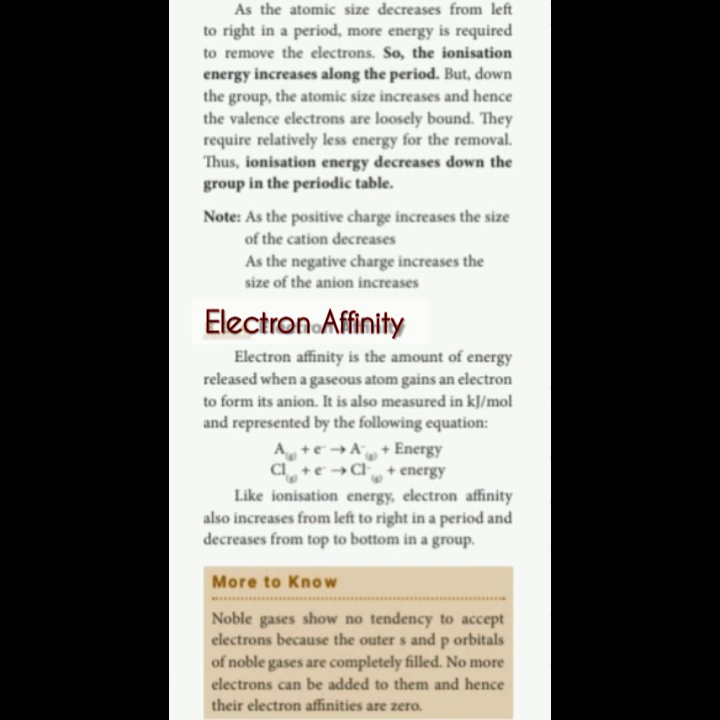The next important question: why do noble gases have zero electron affinity? Because noble gases already have an octet configuration. If you take any noble gas, except helium, that is neon, argon, krypton, xenon, radon, all contain 8 outermost electrons, so it is completely filled. So there is no chance of accepting or removing an electron. There is no tendency to accept electrons because the outer s and p orbitals of noble gases are completely filled. Therefore, the electron affinities are equal to 0.